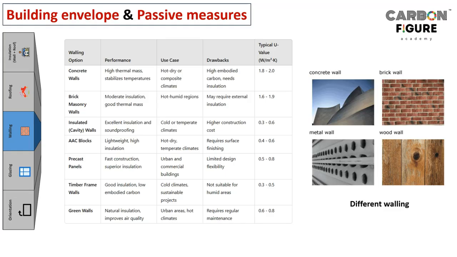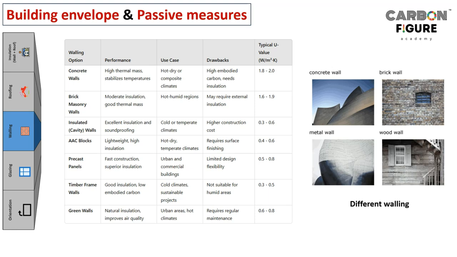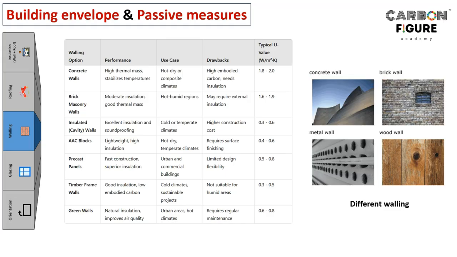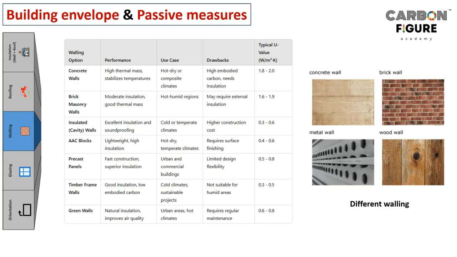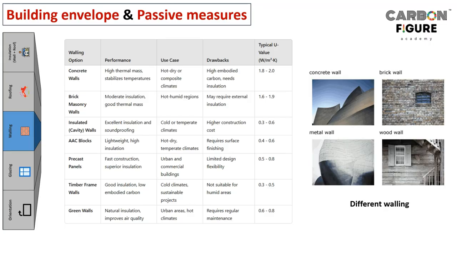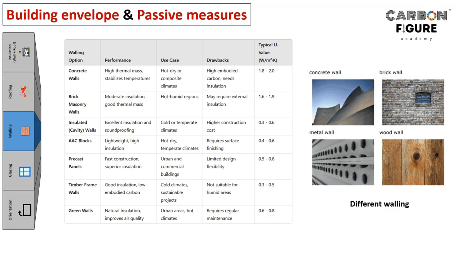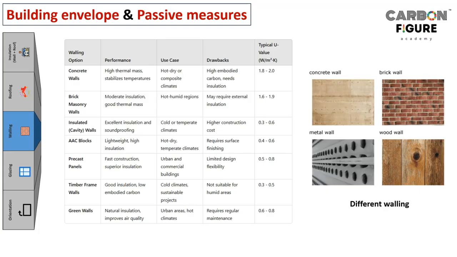Then brick masonry walls, the typical choice in the Indian scenario. Moderate insulation but good thermal mass. It can be used effectively in hot, humid regions. It may require external insulation, and that would very much be required. Even though we have some cement-based plaster, it still won't be sufficient for arresting the heat ingress, right? The U value for brick materials is 1.6 to 1.9.